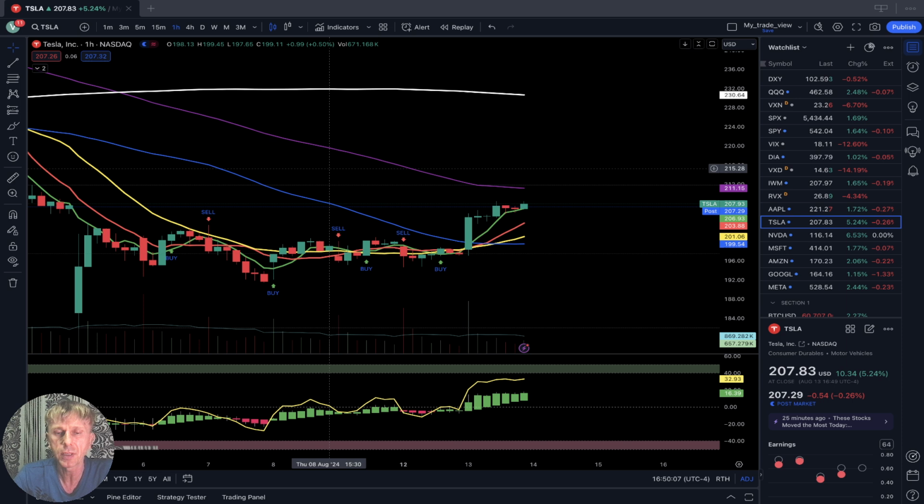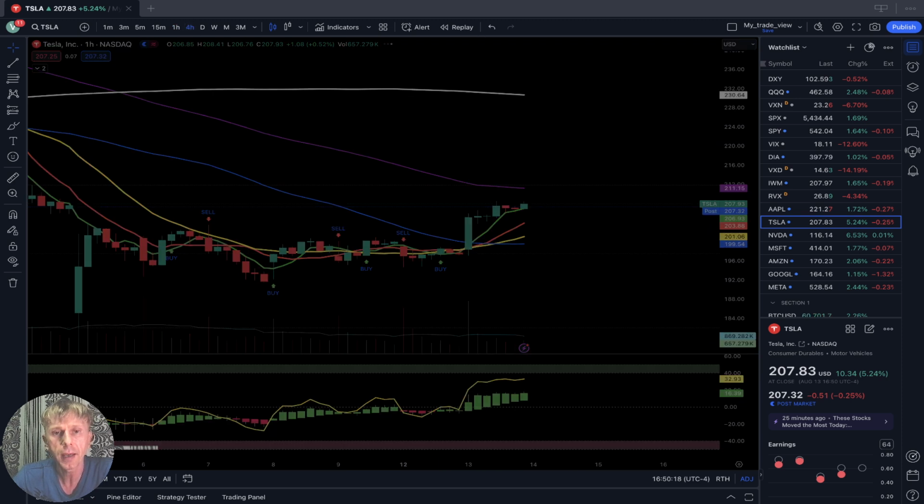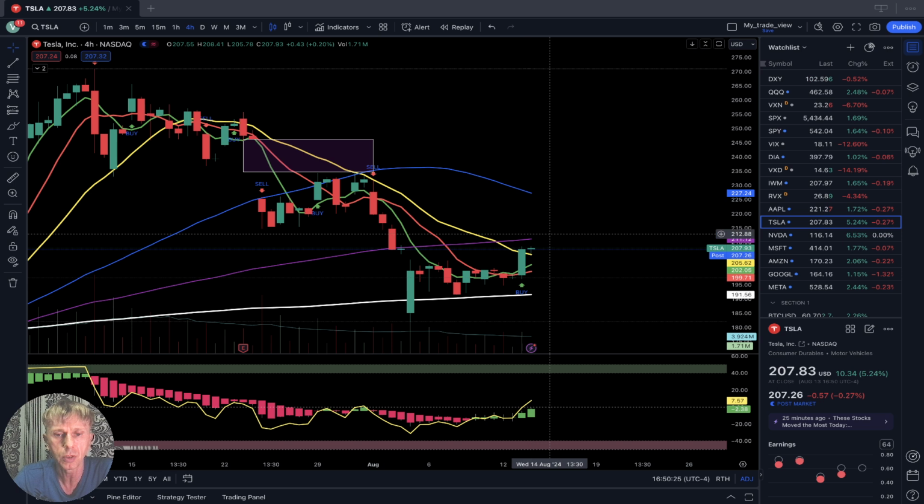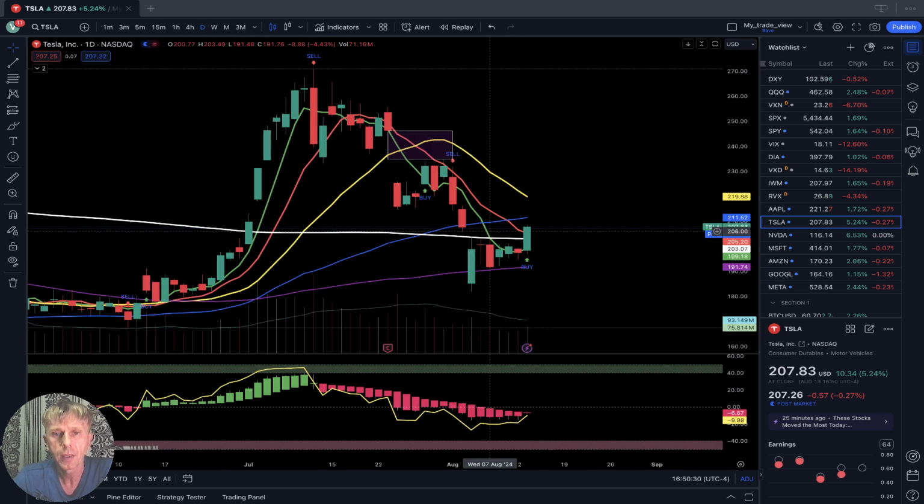Tesla plus 5.25%, bullish trend, right? Let's start with the 1 hour time frame: bullish crossover, bullish trend, very powerful, nice bullish run. 4 hours time frame, similar, the last two bars even closed above SMA 20. It is a bullish crossover, bullish trend. Daily time frame, last bar still below SMA 20, still in a bearish territory, still a bearish trend on daily.